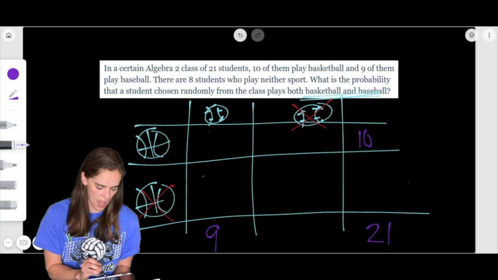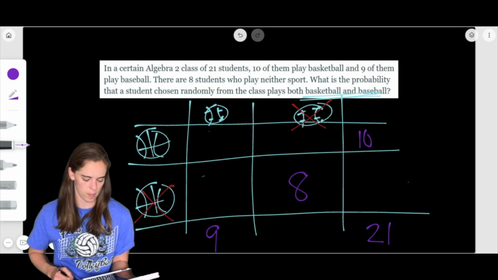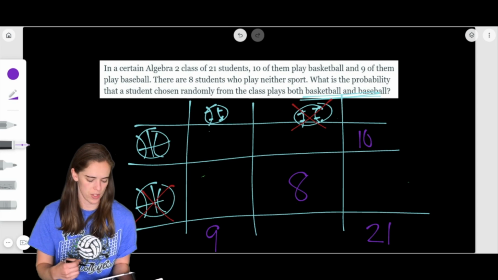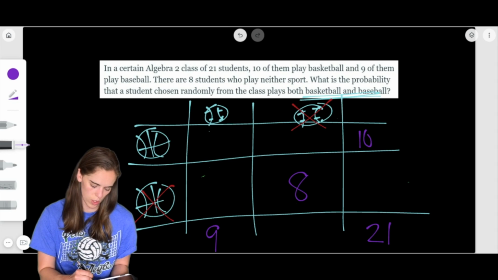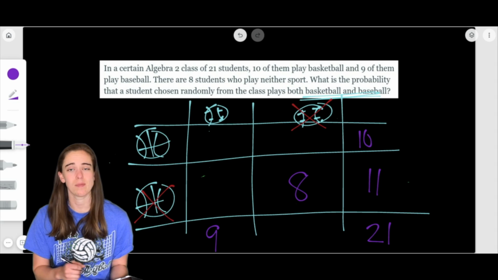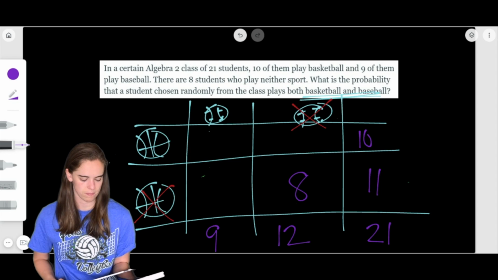And then I also know that I have 8 students who don't play either. So where both of the X's match up, that's where I'm going to place my 8. From here, I'm now going to start filling in the table with the other things that I know. In the far right, I know that I need to have 10 plus something equals 21. That means I'm going to have an 11. Across the bottom, I know I have 9 plus something equals 21. That means that I'm going to have 12 there.